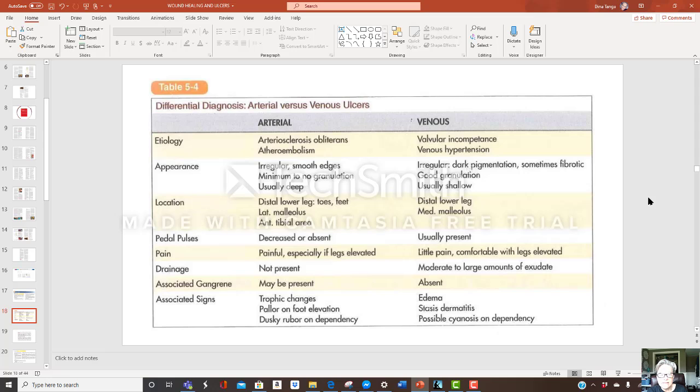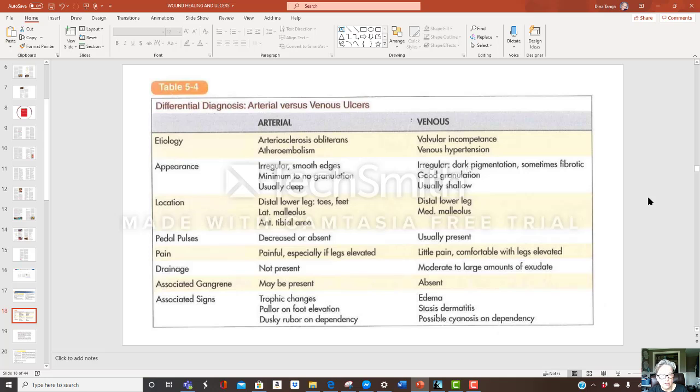Location. Arterial: distal lower leg, toes, and feet, lateral malleolus, anterior tibial area. Venous is distal lower leg, medial malleolus. So arterial is lateral, and venous is medial malleolus. So the A in arterial, the A in lateral, LAT, the E in venous, and the E in medial malleolus. That's how I'm going to remember that.